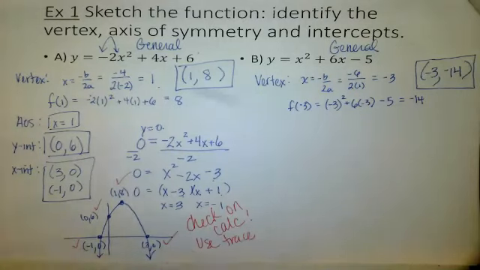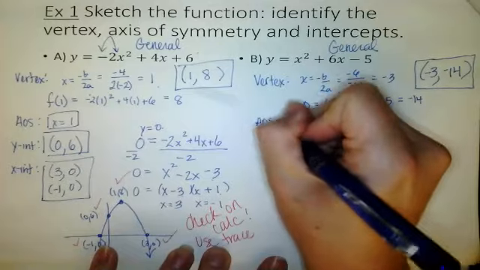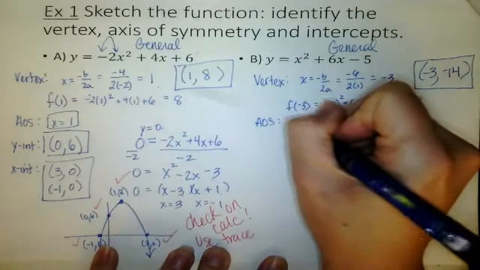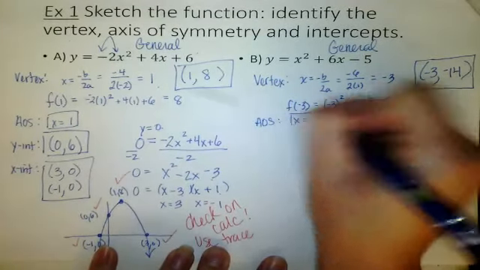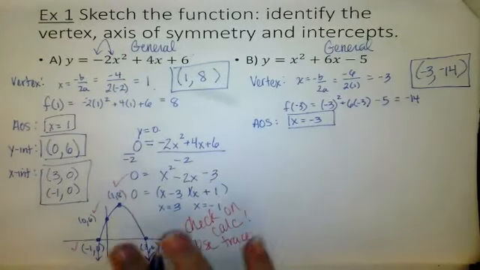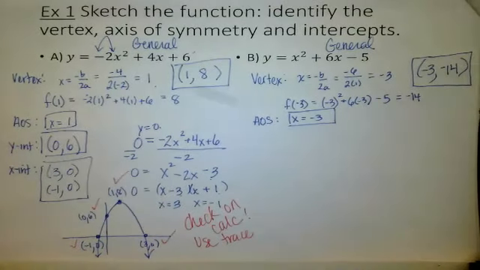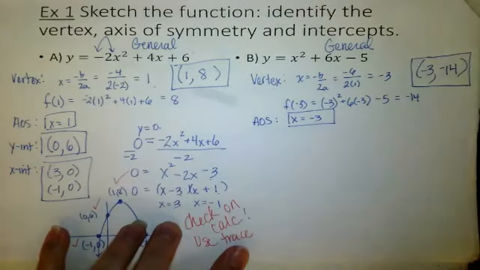Okay. The axis of symmetry is what? X equals -3. Make sure you put the x equals on there because it is an equation of a line. -3, I don't know what that is. That's just a number. X equals -3 is an equation of a line.